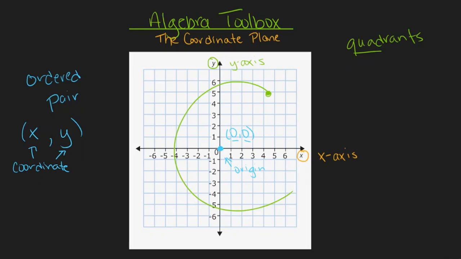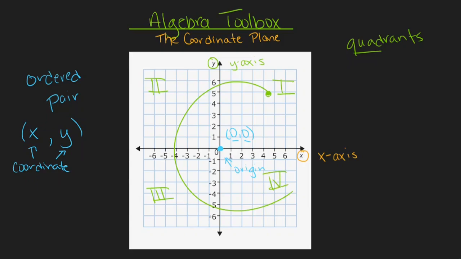So the top right quadrant is quadrant 1, and we use Roman numerals typically to show this. The top left is quadrant 2. The bottom left is quadrant 3. And the bottom right is quadrant 4.